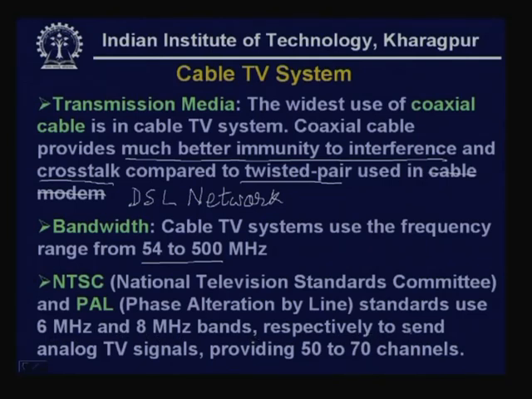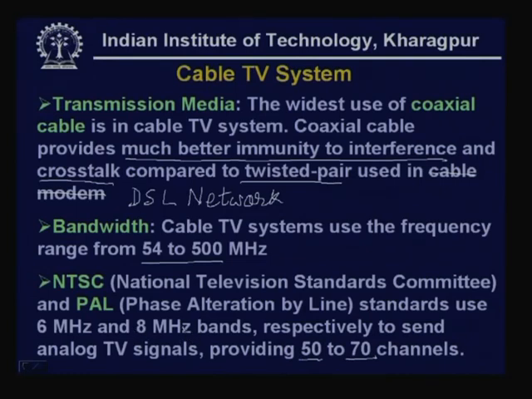And since it uses 6 megahertz and 8 megahertz bandwidth, this 54 to 500 megahertz is distributed over a number of channels, providing 50 to 70 channels depending on whether you are using NTSC or PAL standards. Depending on the standards used, the number will be different. For example, if NTSC is used, you will get about 70 channels, and if PAL is used, you will be getting about 50 channels because you require higher bandwidth per channel.